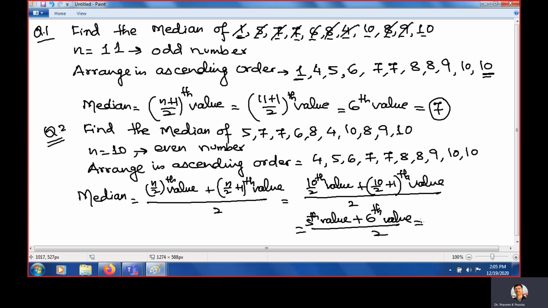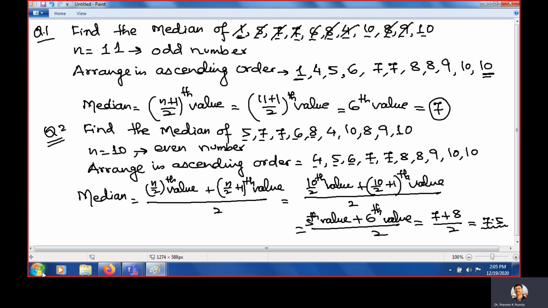What is the 5th value? 1, 2, 3, 4, 5. The 5th value is 7. And the 6th value is 8. So (7 plus 8) upon 2, 15 upon 2. So 7.5. Median is 7.5. Okay, so this is how to evaluate the median.